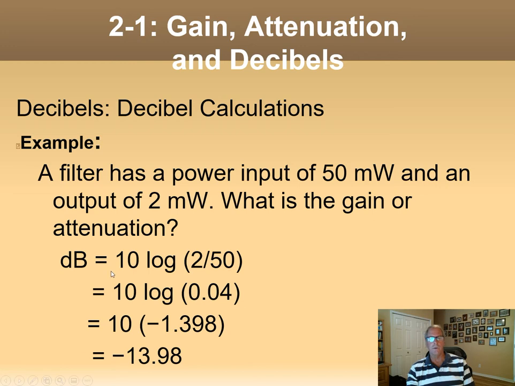And here's an example of one of those. So output of 2 milliwatts, input 50 milliwatts, so 2 divided by 50, you get a negative number, about minus 14 dB. These examples are really important to take a close look at. The reason I say that is because on the exams, I do use a lot of examples as the problems. So if you study these, you'll be in good shape.